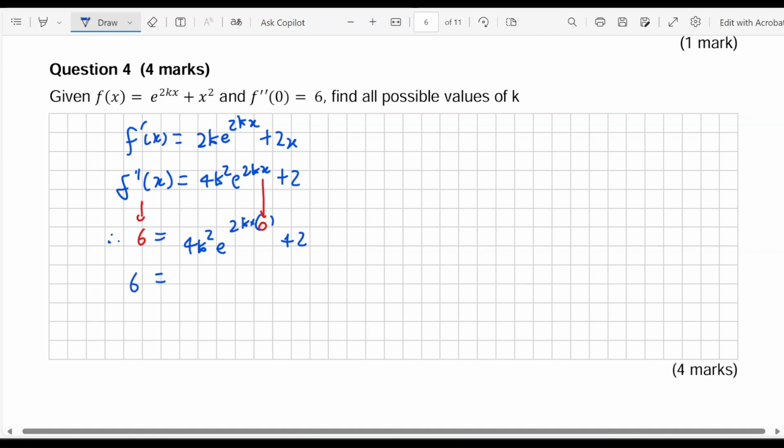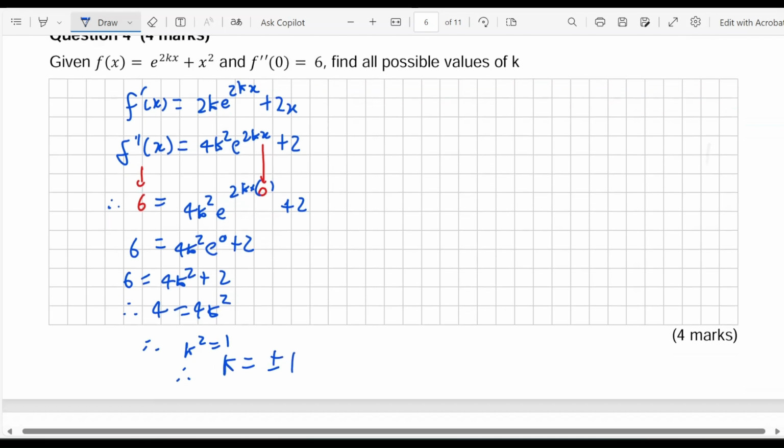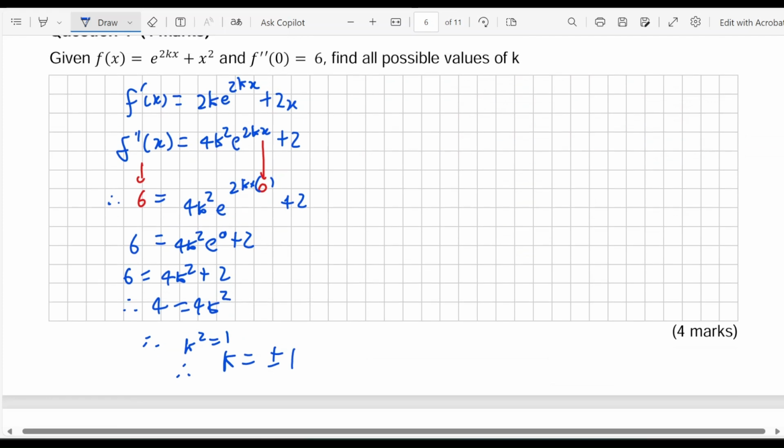So this is going to be 6 is 4k squared e to the 0 plus 2. So 6 is 4k squared plus 2. Therefore 4 is 4k squared. Therefore k squared is 1. Therefore k is plus or minus 1, because when you take the square root, you've got to do plus or minus.